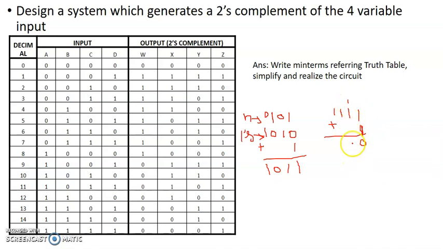1 plus 1 is again 1, 0, so 0 here, 1 carry. 1 plus 1, 0 here, 1 carry. 1 plus 1, 0 here, 1 carry. Since it's been asked with 4 variables, I've not considered this carry bit. I've just written only these 4 zeros over here. Similarly, you do it for the remaining 15 numbers.